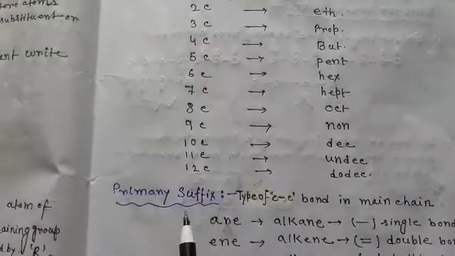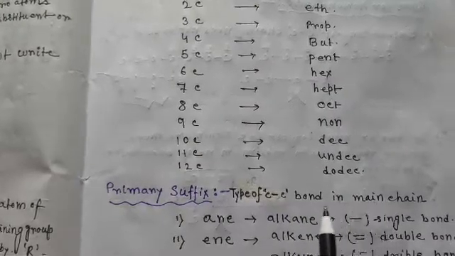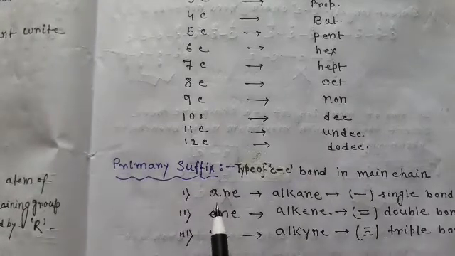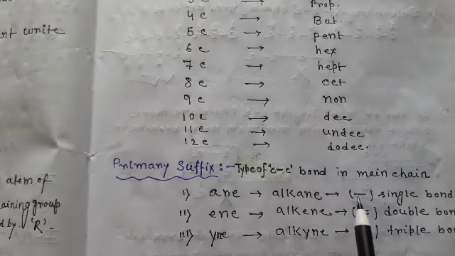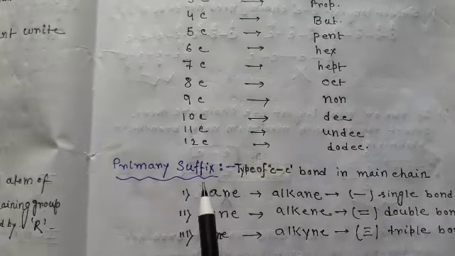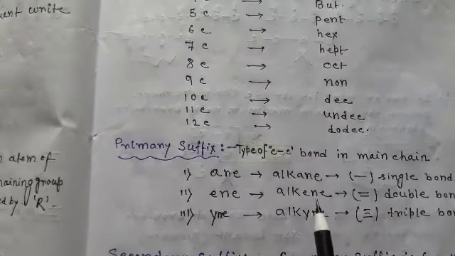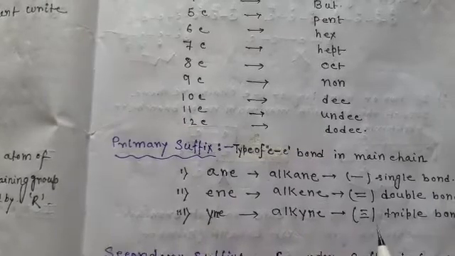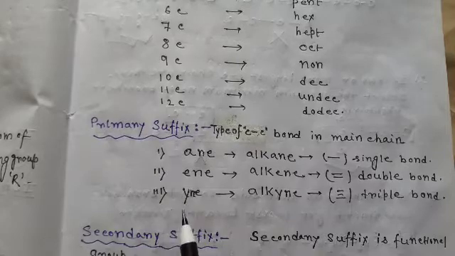Next, the primary suffix. What is the primary suffix? Primary suffix means the type of carbon bond in the main chain. For example, the primary suffix is ane, which means alkane. Here the carbon bond is a single bond. If the carbon single bond is there, then the primary suffix is ane. When a carbon double bond is there, that is alkene, and its primary suffix is ene. When a carbon triple bond is there in a compound, that means alkyne, the primary suffix is yne.